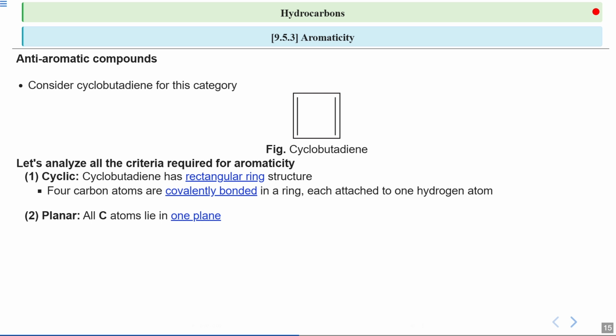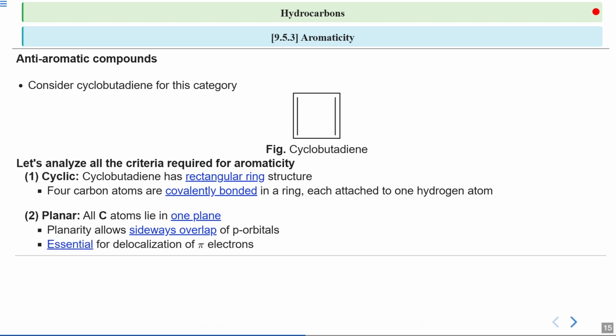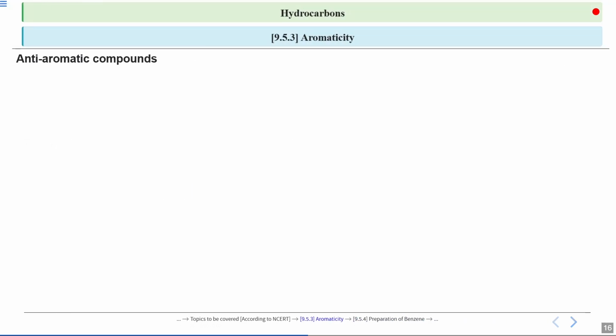Planarity means all the carbon atoms lie in the same flat plane. This is important because only in a planar structure can the p orbitals overlap sidewise, which is necessary for the electrons to move freely around the ring. So planarity allows for the sidewise overlap of p orbitals, which is essential for the delocalization of pi electrons. And hence, you can say that your electrons are not only stuck between 2 carbons, but they are being delocalized over the entire ring, which is a requirement for an anti-aromatic system. Continuing further.